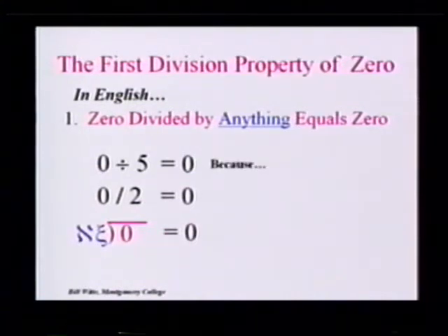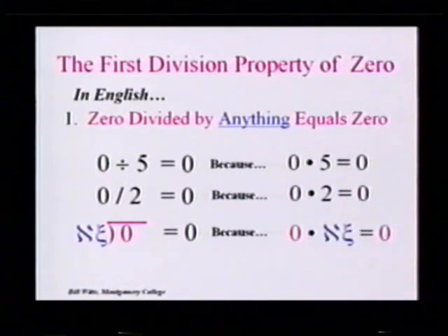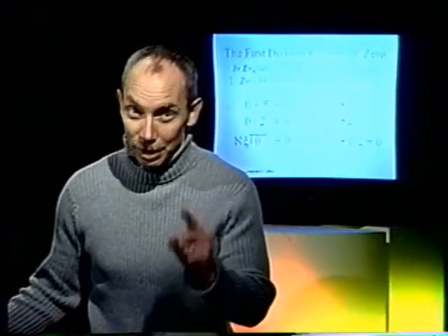You know why? Think about it. Let's go back to our definition of division. 0 divided by 5 is 0 because 0 times 5 equals 0. Because 0 times 2 equals 0. We can check these. Because 0 times anything equals 0. Okay? So that's the first division property of 0. You'll need to remember it.